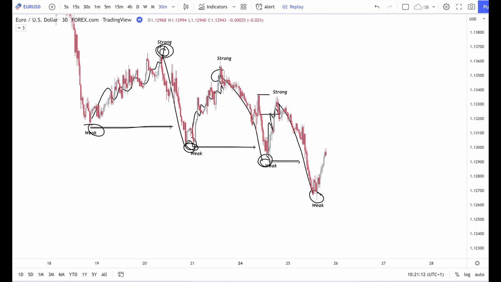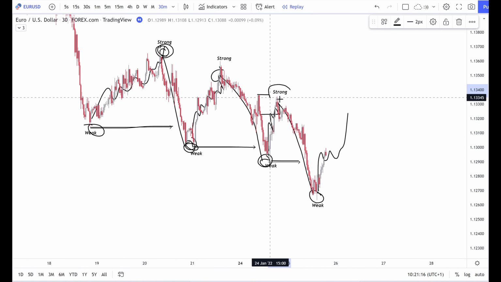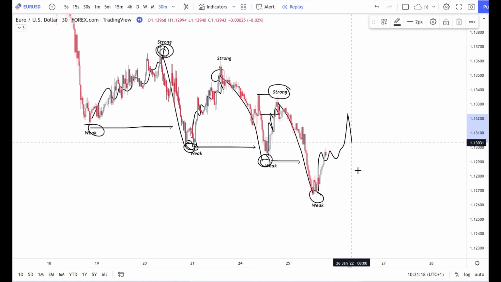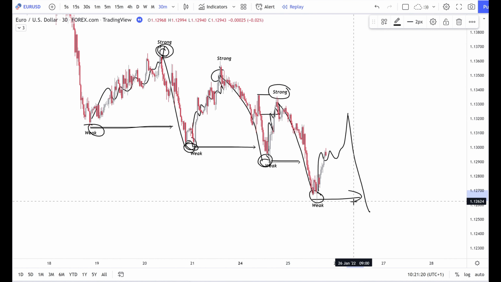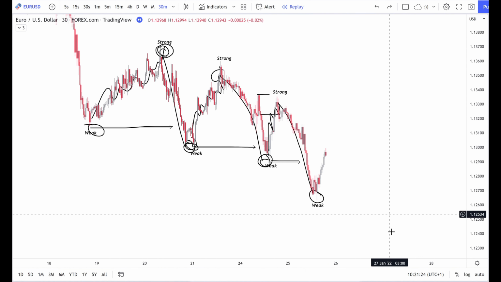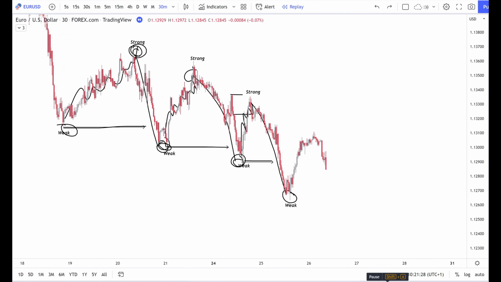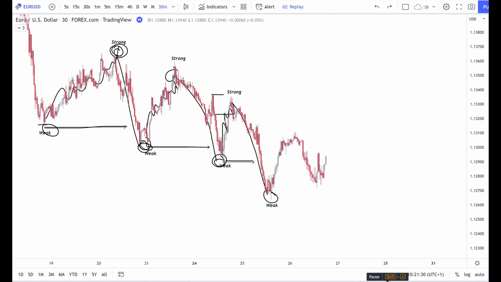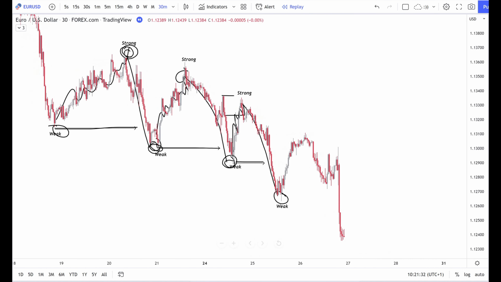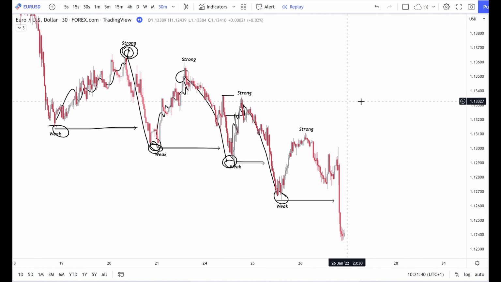What do we expect? We expect a pullback. We expect this high to be protected and this low to be targeted. This is what we're expecting, following our expectation order flow. So if I just play price out, we come into some sort of supply zone within premium, and what happens? This low gets targeted, and we have a new strong high, and so on and so forth.